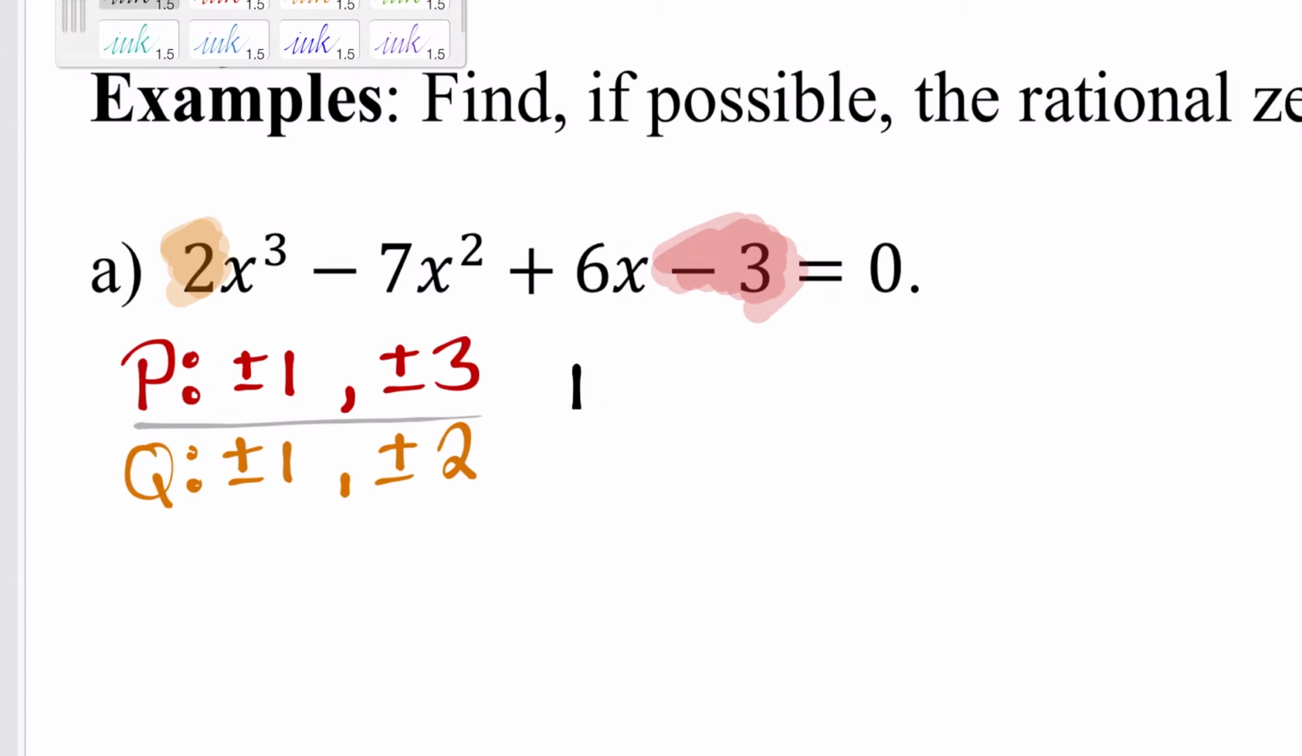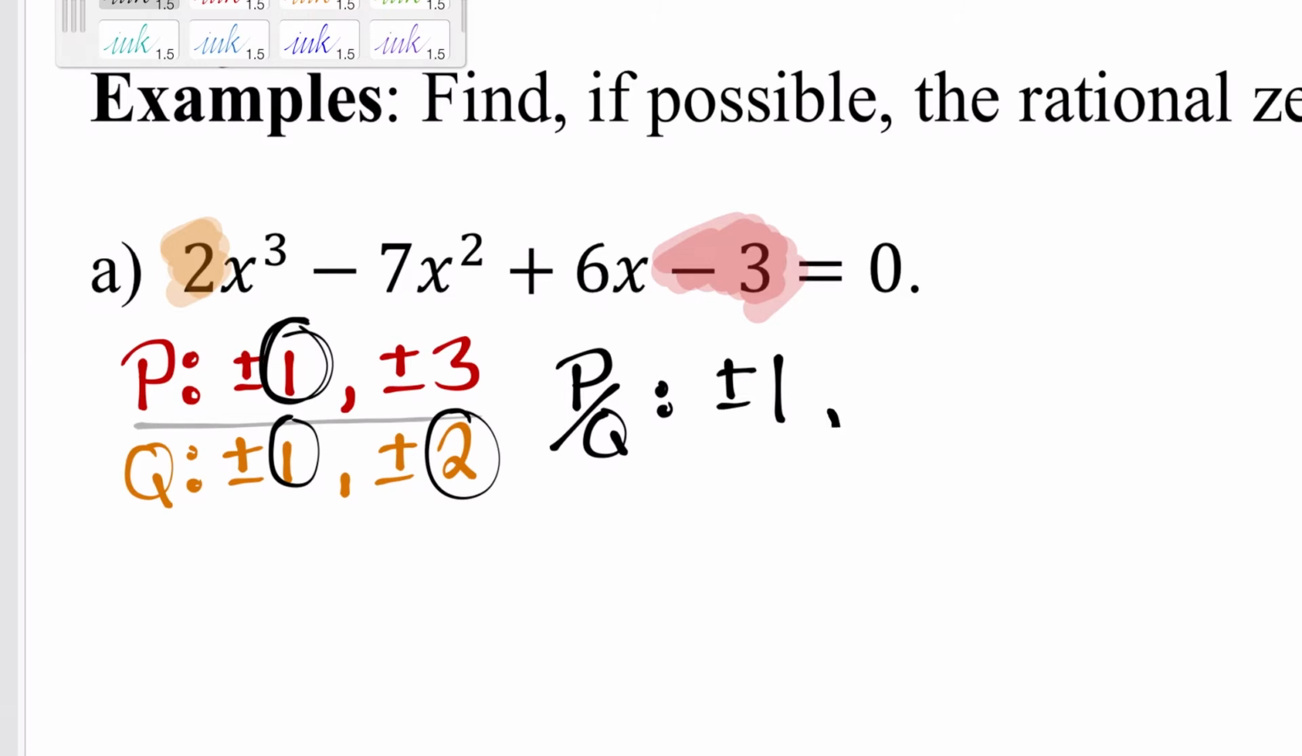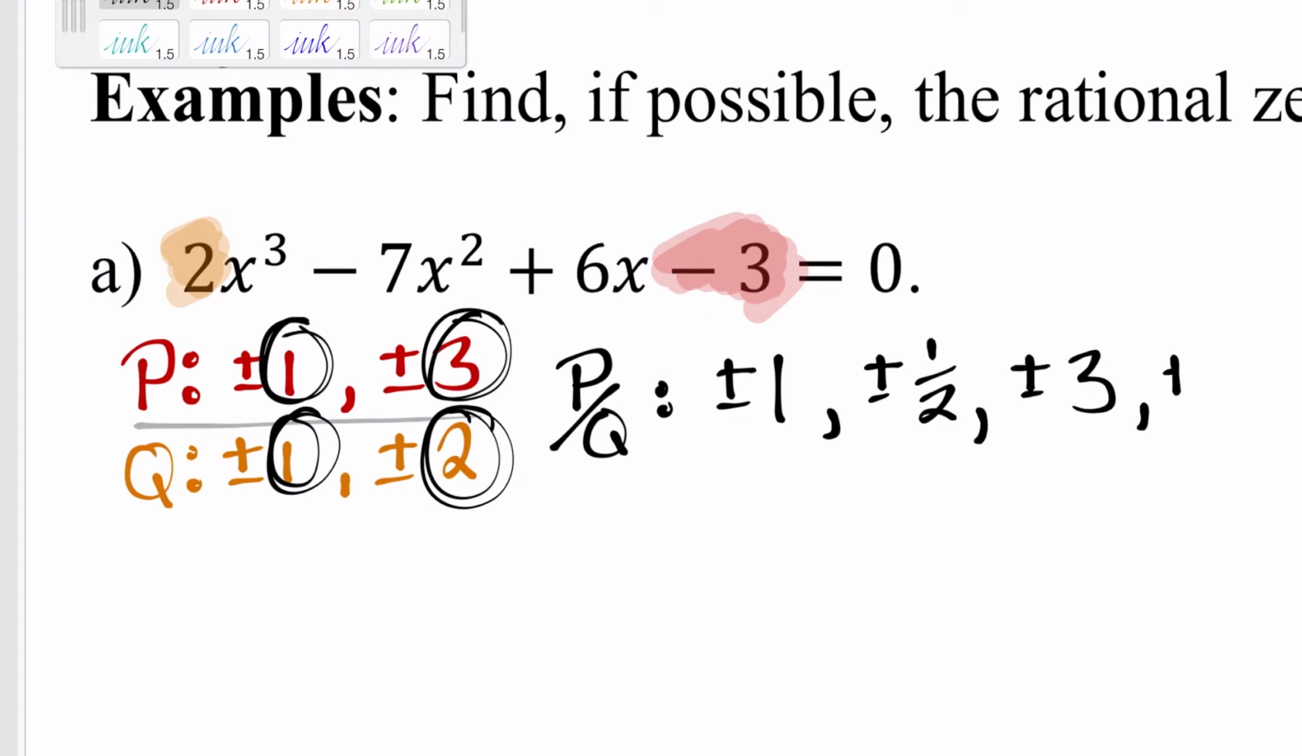And then I'm going to just keep all of these, or do all the fractions. So 1 over 1 is going to just give me plus minus 1. 1 over 2 is going to give me plus minus a half. And 3 over 1 is going to give me plus or minus 3, and then 3 over 2 is going to give me plus minus 3 halves.